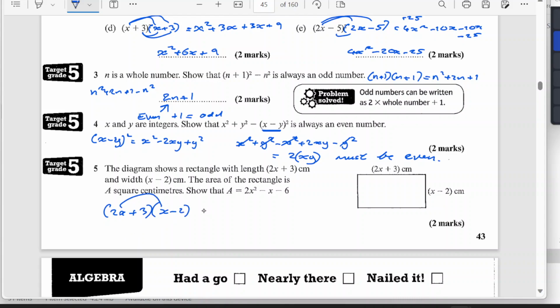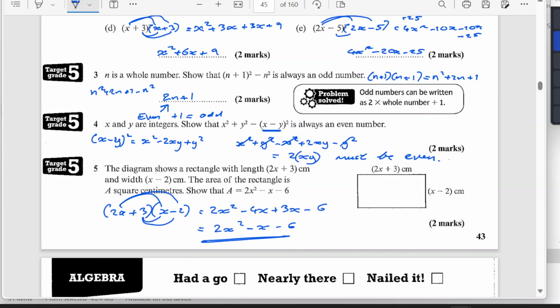So 2x times by x would give us 2x squared. 2x times by minus 2 would give me minus 4x. 3 times by x would give me plus 3x. And then 3 times by minus 2 would give me minus 6. And then that's simplified. Minus 4x plus 3x would be minus x. Minus 6, which is what we were asked to show.